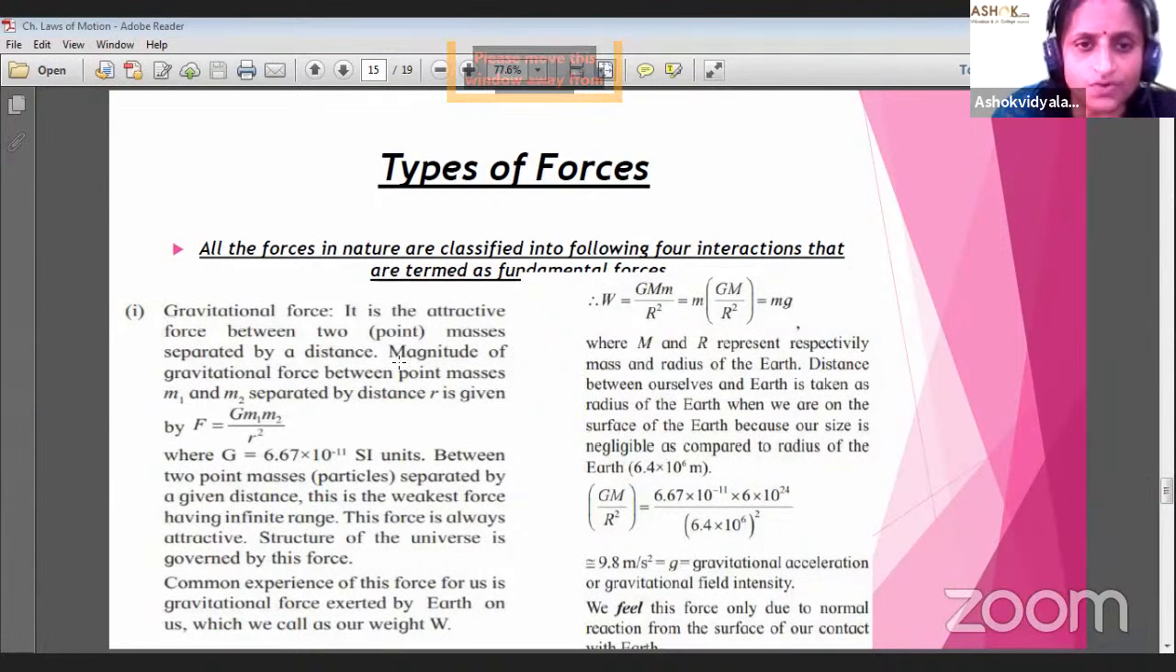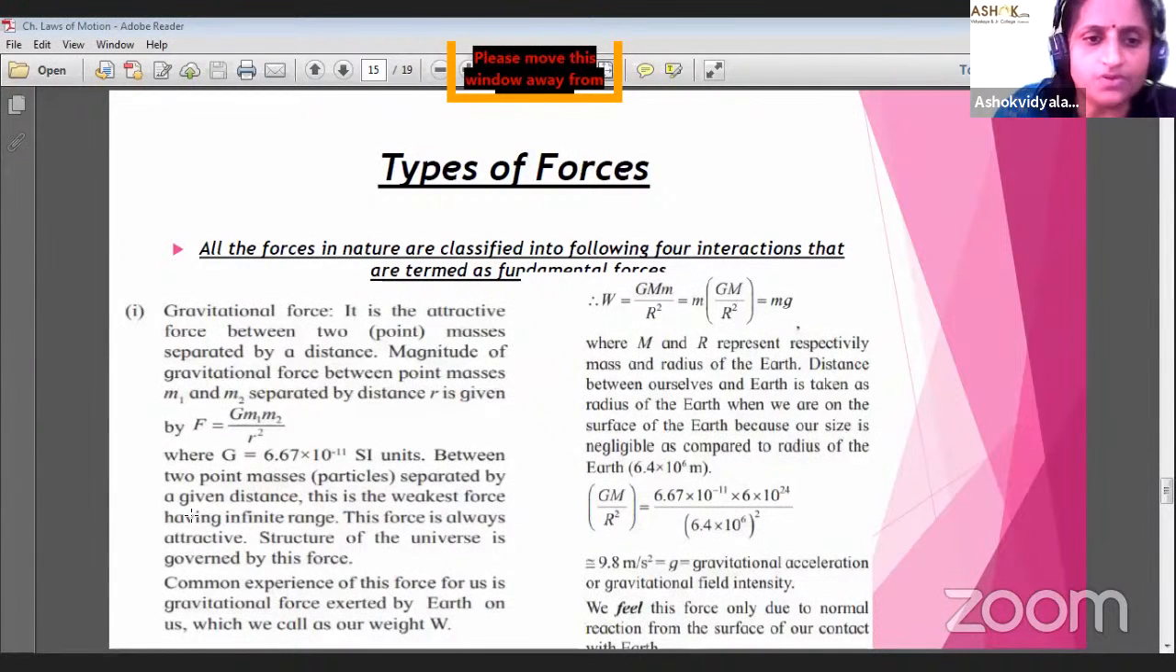First one, gravitational force. It is the attractive force between two point masses separated by a distance. The magnitude of the gravitational force between point masses m1 and m2 separated by a distance r is given by F equals G m1 m2 upon r square. That is, F is directly proportional to the product of their masses and inversely proportional to the square of the distance between them. That is Newton's law of gravitation. Here capital G is the constant of gravitation, called the universal gravitation constant, and its value is 6.67 into 10 raised to minus 11 SI unit.